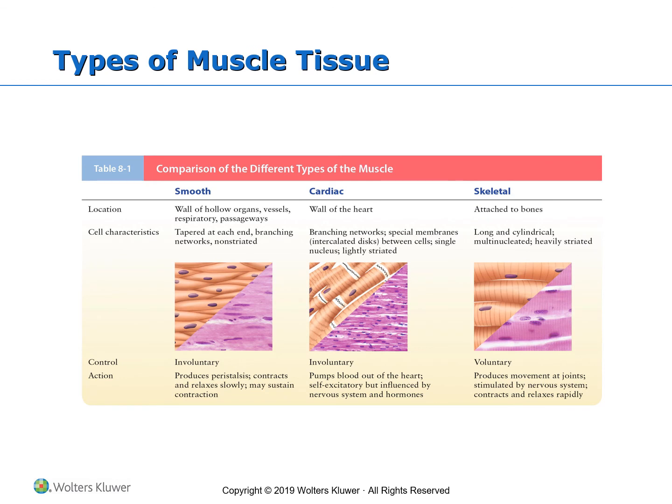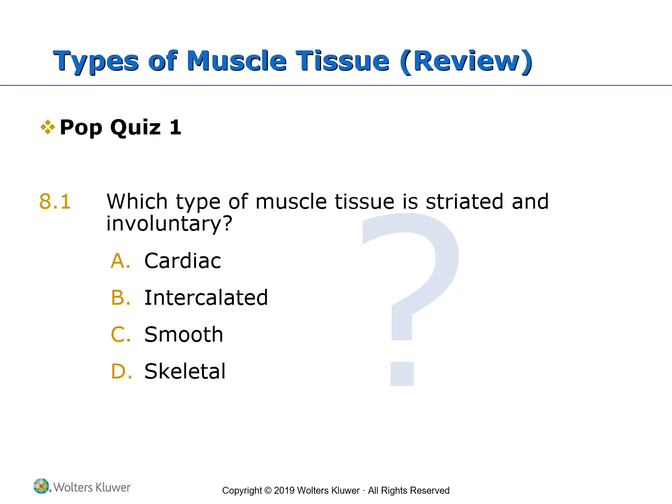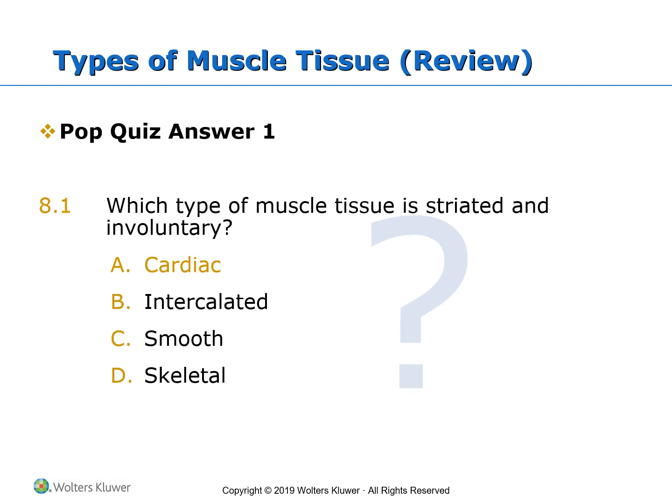This slide summarizes the comparison and contrast between the smooth, cardiac, and skeletal muscle. Question number 1. Which type of muscle tissue is striated and involuntary? Cardiac, intercalated, smooth, or skeletal? The muscle tissue that is striated and involuntary is cardiac.